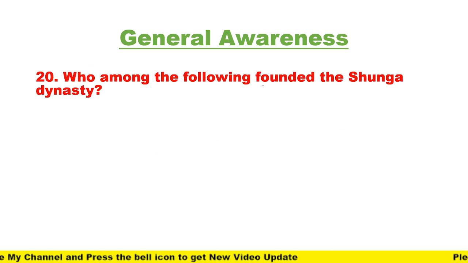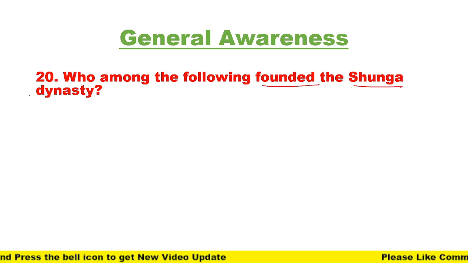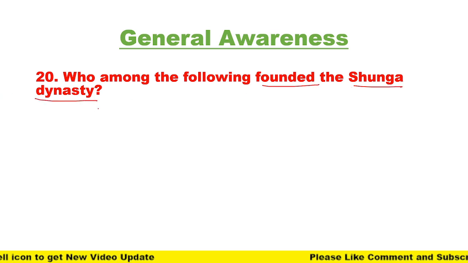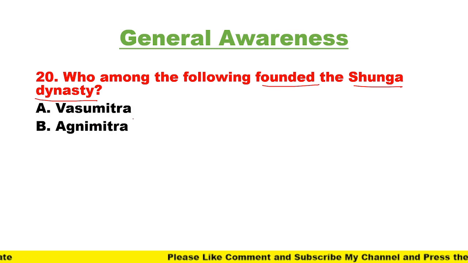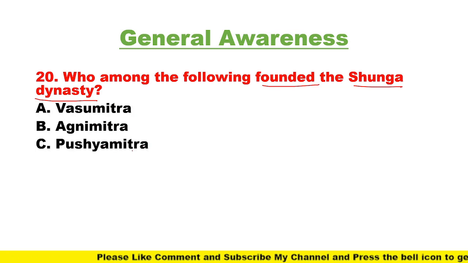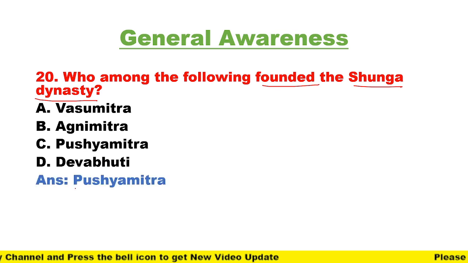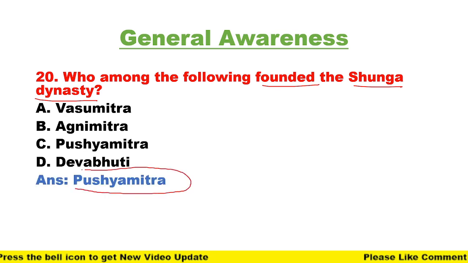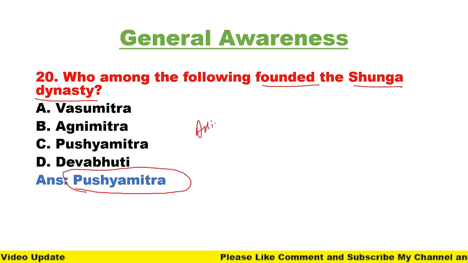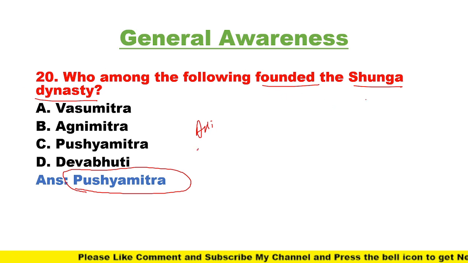Next, who among the following founded the Sunga dynasty? Options: Vasumitra, Agnimitra, Pushyamitra, and Devabhuti. And the answer: Pushyamitra. He assassinated the last ruler of the Mauryan dynasty, and he established the Sunga dynasty.